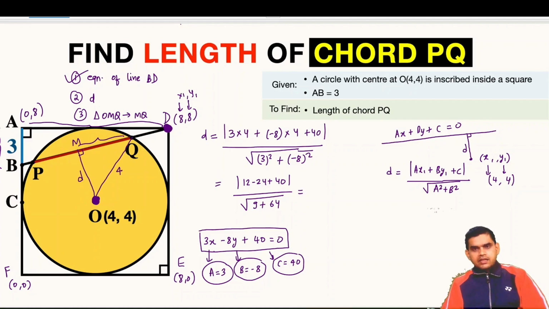So let us use calculator. 12 minus 24 plus 40 will be 28. So this is 28 over square root of 73. So the value of D is 28 over square root of 73. I know that we can rationalize the denominator and it will become 28 root 73 over 73, but we will leave the value of D as it is. Let me again erase and make some space.